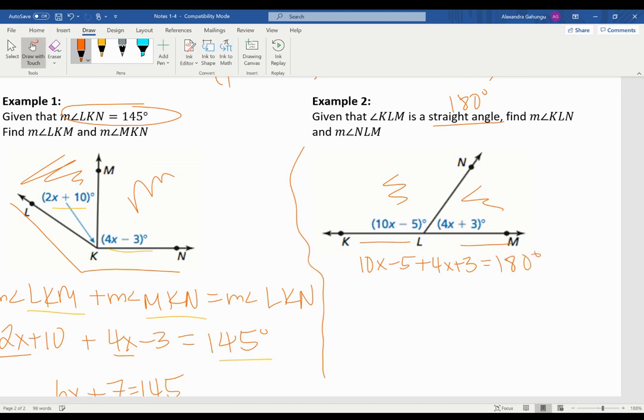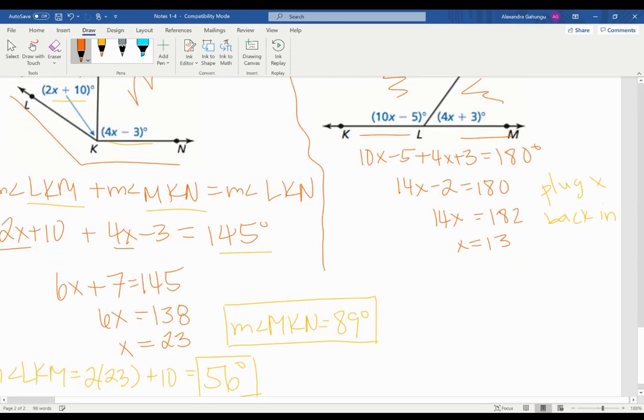I'm going to separate these. And then we combine like terms. 180. And I've got 14x. I add 2 to both sides. And I divide. And I get x is 13. Now, we always want to plug it back in, right? So that we can actually find the measures of our angles.